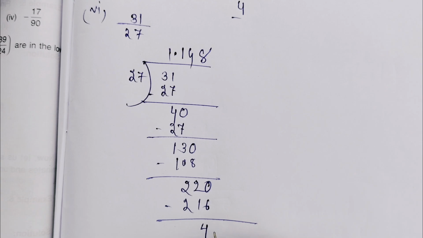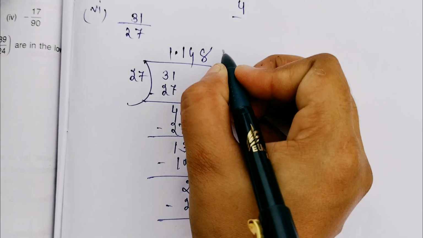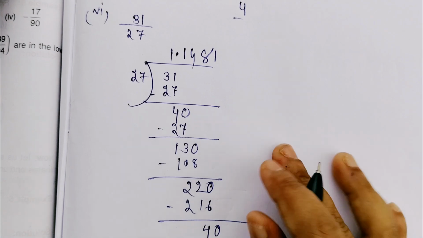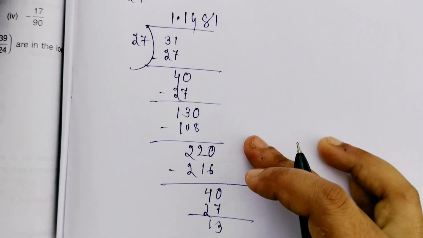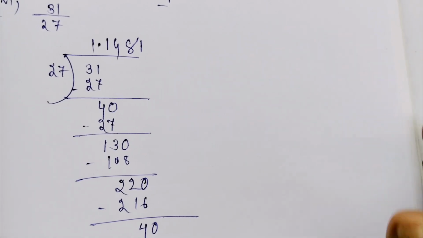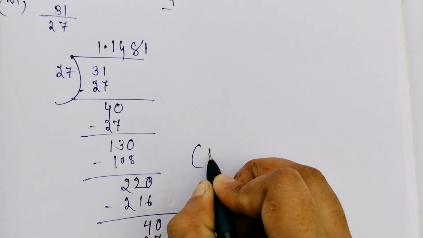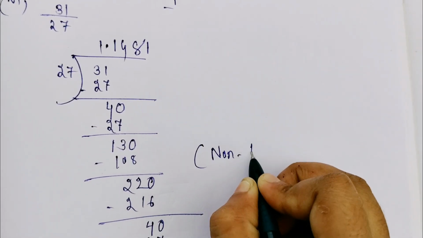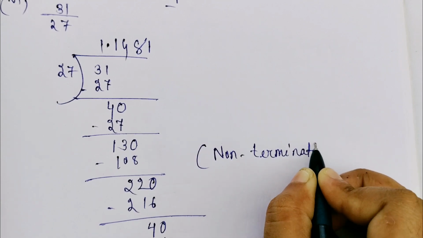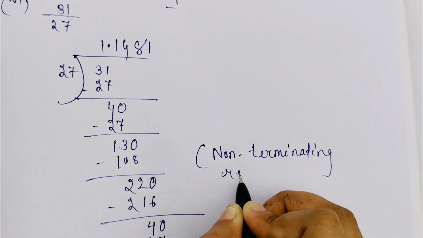Here we put also 10 and 40. Then 27 1 is 27. Now we find 13. It is also repeated. Non-terminating and repeated. So we write non-terminating repeating decimal.